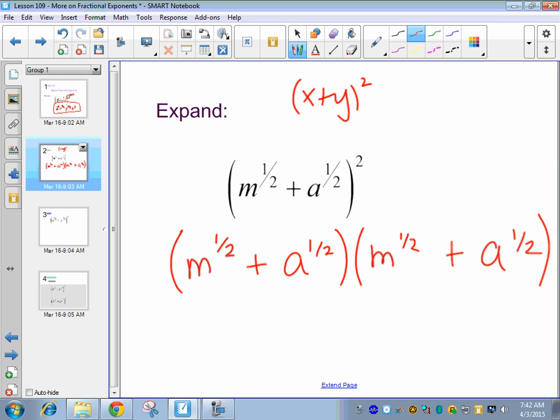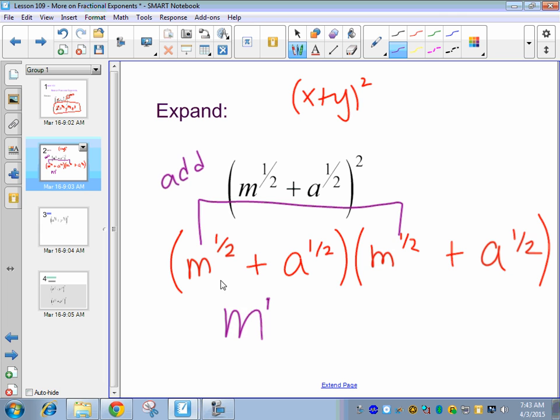Okay, and we're going to FOIL it out. So we multiply the first times the first. Now, when you're multiplying m to the 1/2 times m to the 1/2, you add exponents, all right? So these two, when we multiply, we add 1/2 plus 1/2. So what's that? So m to the first, okay? That's what I get when I multiply m to the 1/2 times m to the 1/2, is you add exponents. It's different than the last problem.